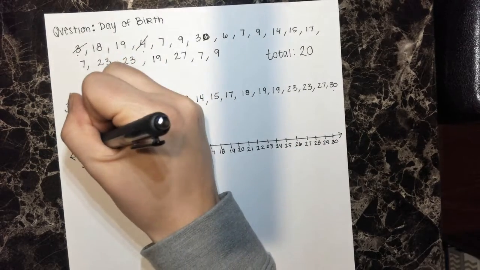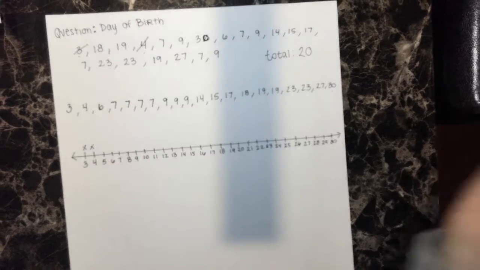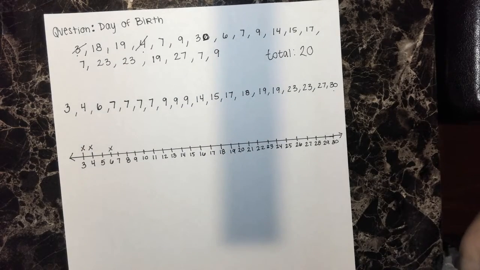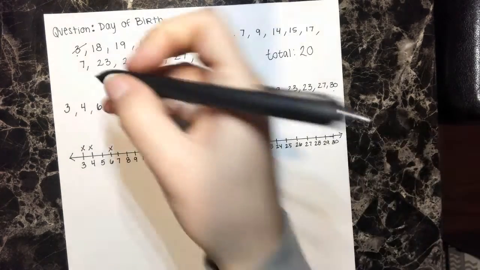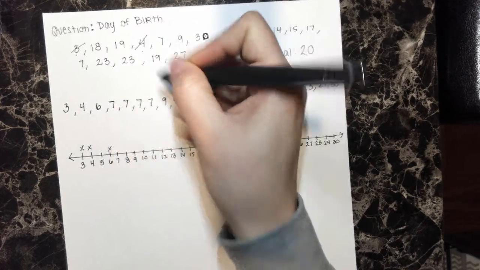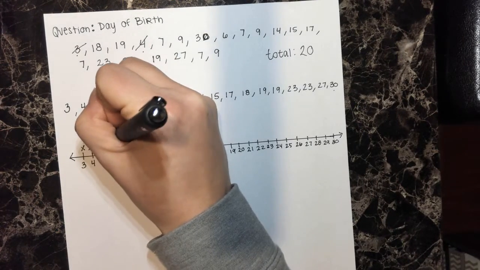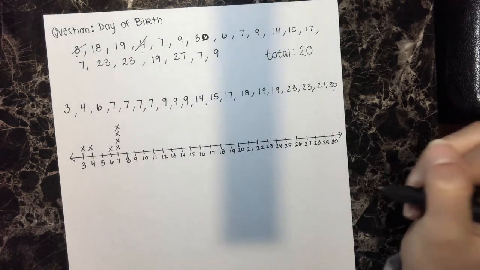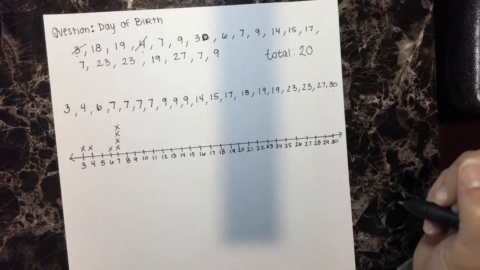Okay? 1, 4. X on the 4. I have 1, 6 on the 6. My 5 is empty. There are no 5s. For my 7, I have 4 7s here. That means above 7, I'm going to put 4 X's straight up. This shows that I have more 7s than I do 3s, 4s, and 6s.